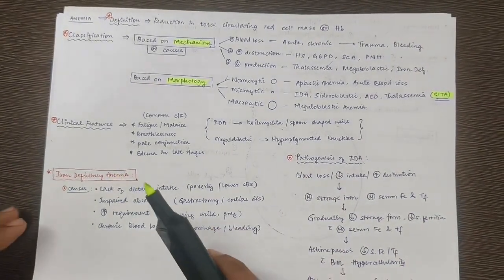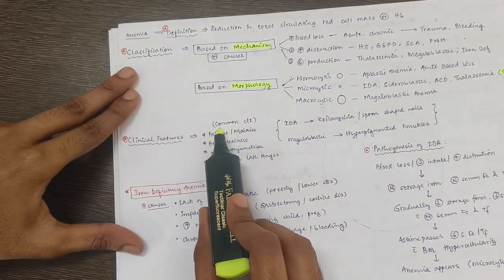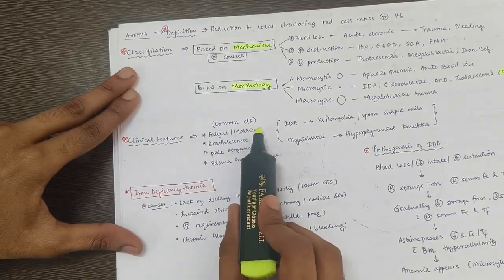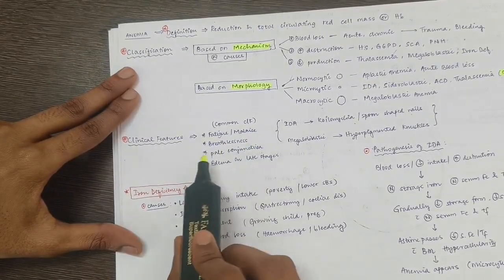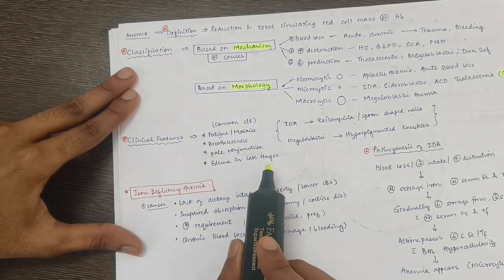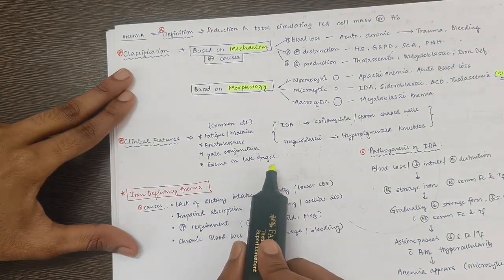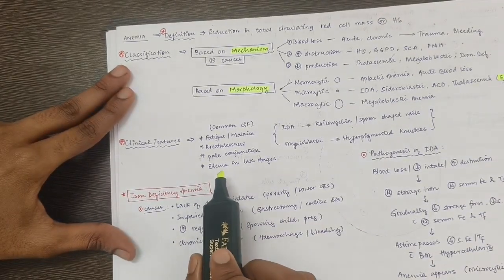So what are the clinical features of anemia? Some of the features are common, such as fatigue, malaise, breathlessness, pale conjunctiva, and edema in the late stage due to failure. Here we are going to see cardiac failure. Because of this, they develop edema in the legs. That's called pedal edema.